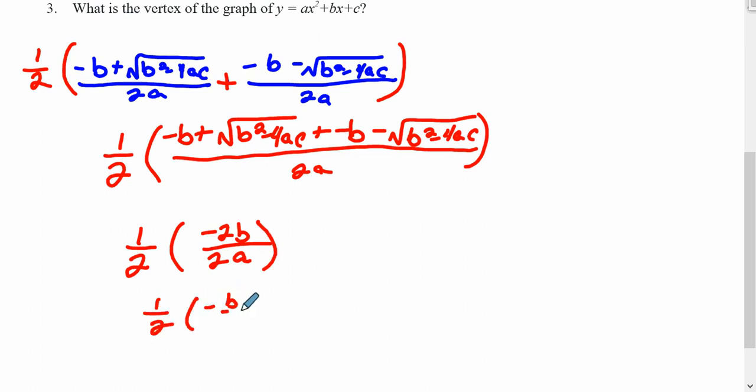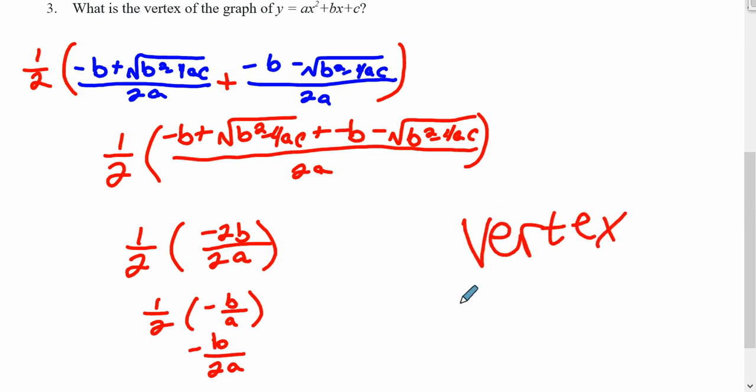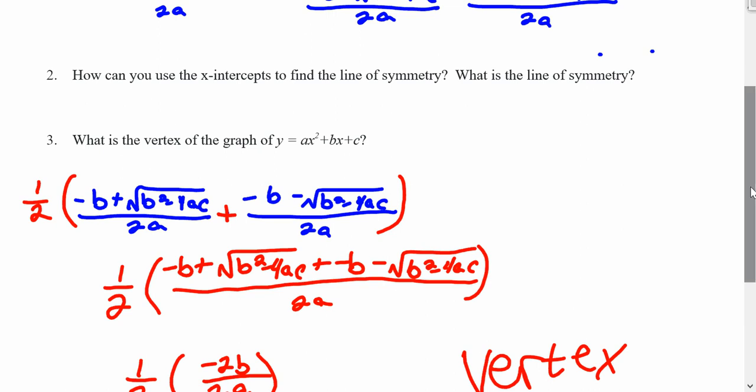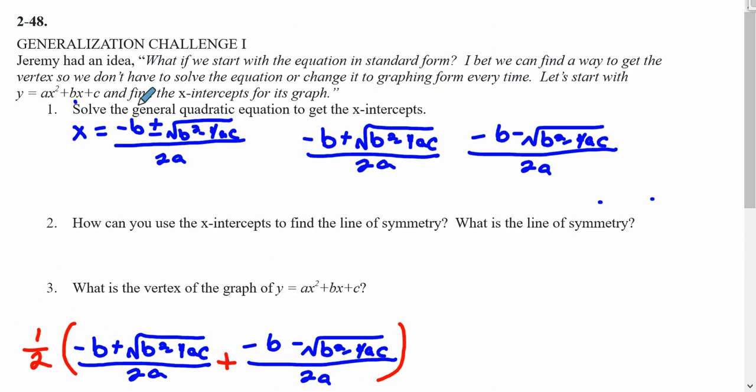You see where this is going? So it's the opposite of b over 2a. What did we just find? The x-intercept average, which is the x value of your vertex. And once you know your x value of your vertex, how do you find the y value of your vertex? Plug it back into your equation, and it spits out the y.